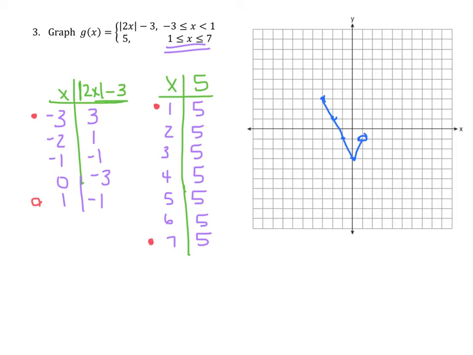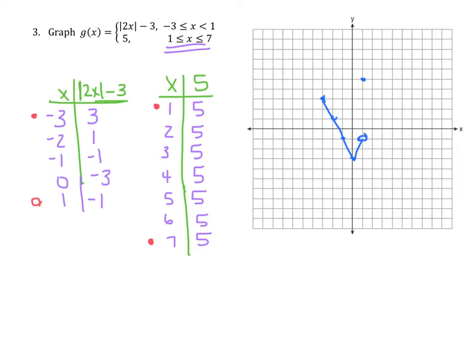Okay, so there is the absolute value of 2x minus 3 over the interval -3 less than or equal to x less than 1. Now I pick up and I start with my next formula, which was just g of x equals 5 for the interval 1 to 7. So I'm going to go up to 5 when x is 1, and that's going to be a closed circle. So 1, and then up 1, 2, 3, 4, 5, and that's a closed circle there.